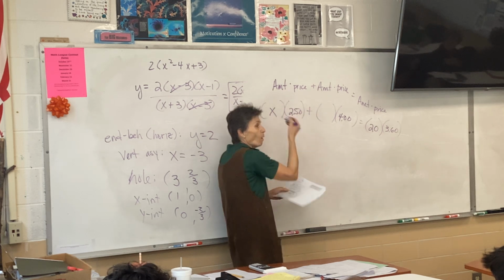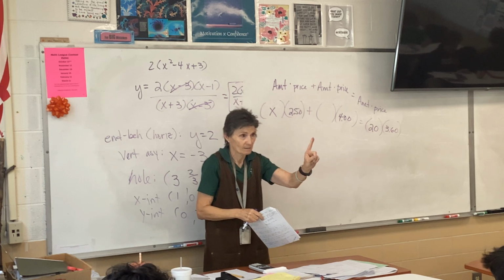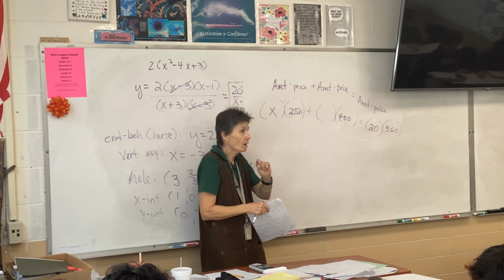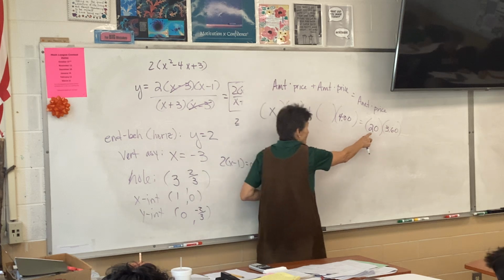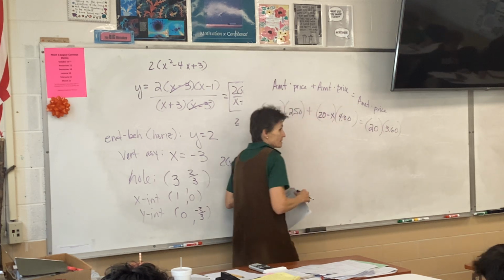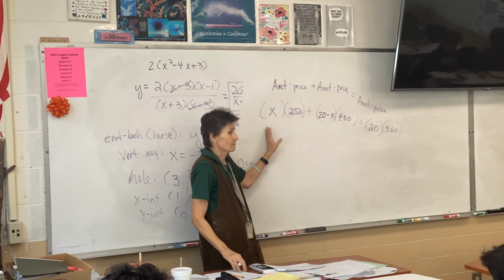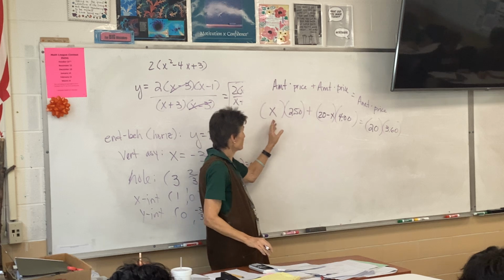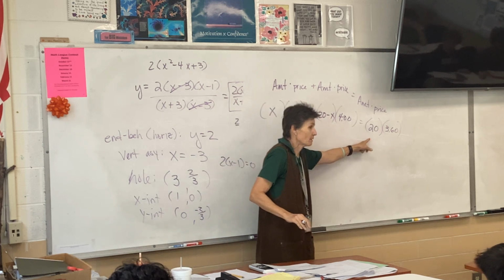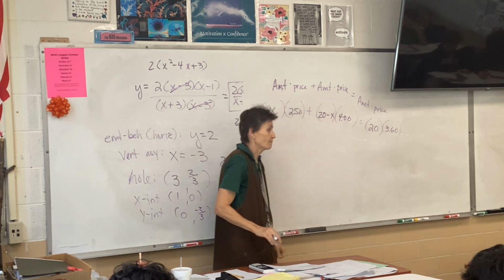I don't have any idea what either one of these are. So I'm going to call one of them x. Only one of them can be x. The other one will be 20 minus x. Total minus. Charlie, which one's bigger? Is x bigger or is 20 bigger? 20's bigger. Yeah, so it's got to be 20 minus x, right?